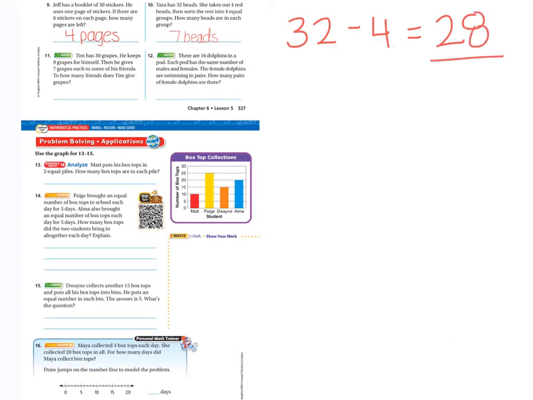From there, she is dividing these 28 beads into 4 equal groups. That is 28 divided by 4. Let's try doing repeated subtraction to solve 28 divided by 4, since that is the strategy we are learning today. We're going to start with our dividend of 28, and we are going to subtract the divisor of 4 until we get to 0.